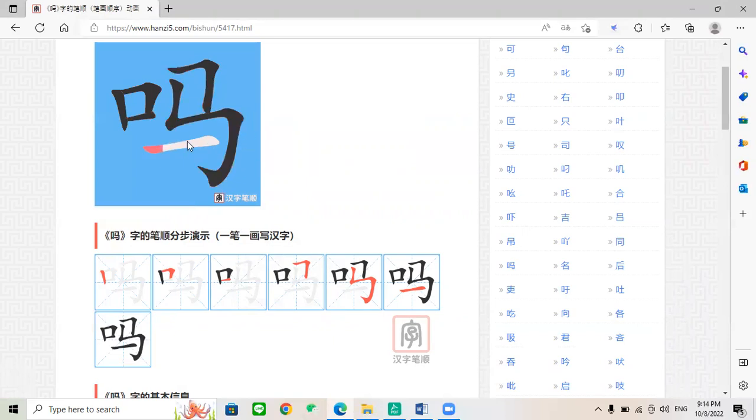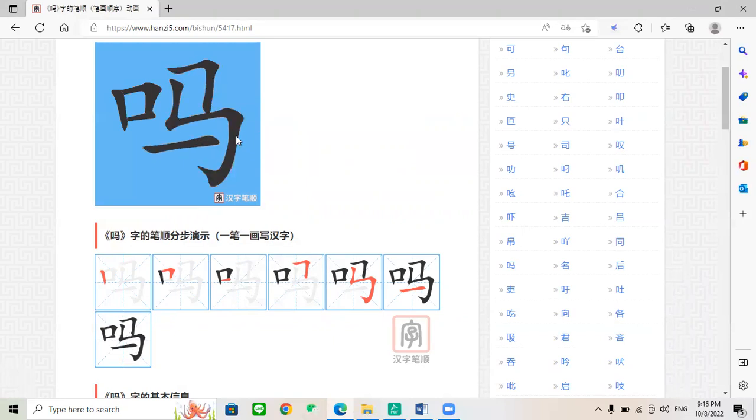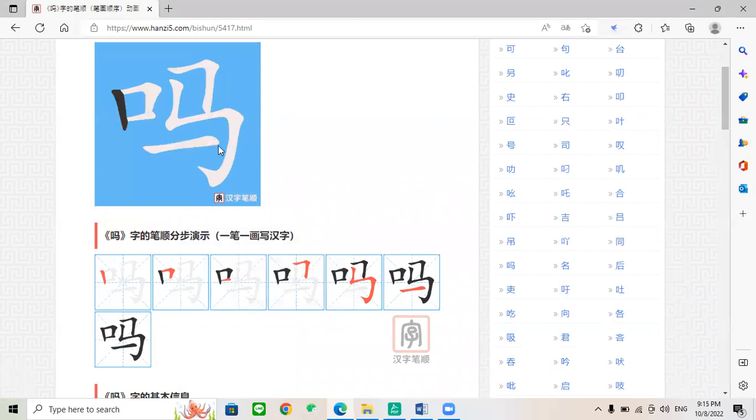And then we will finish it by writing a horizontal, right? And one more thing you have to be careful about when you write the last stroke: do not touch the right part. There is a gap here, as you can see, right? There is a gap here, okay?